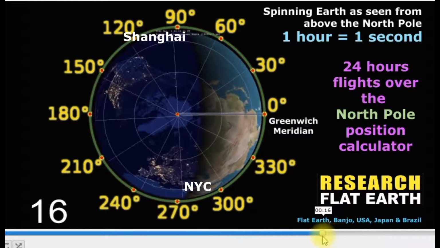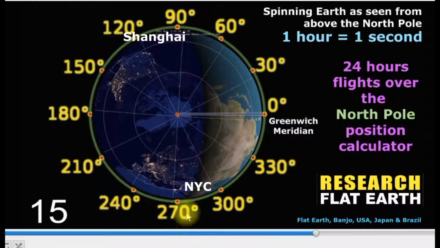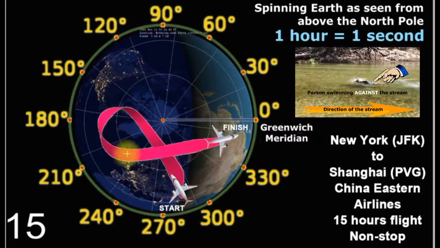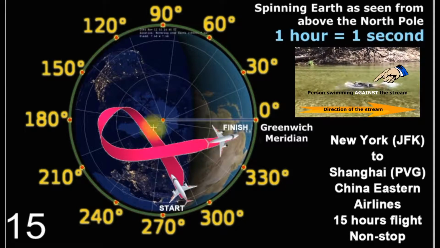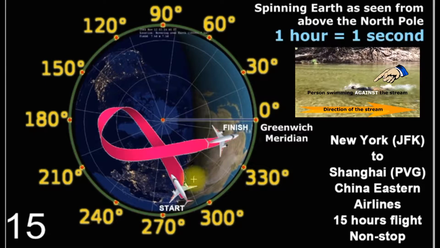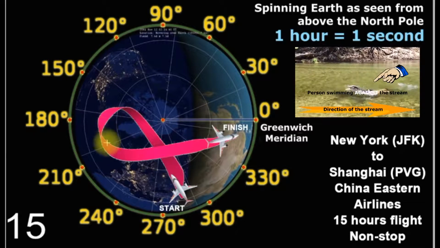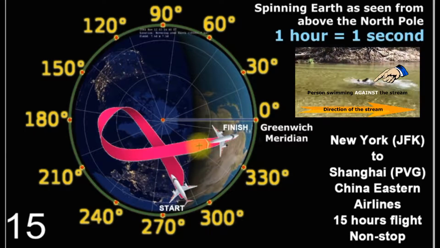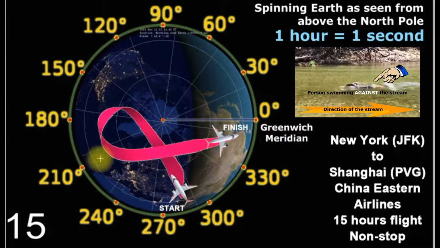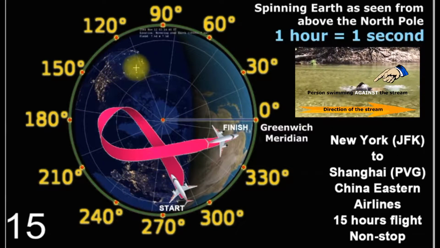15 hours long flight. Remember, the plane was right here. Shanghai now is right here. So let's look at this flight route. This is the flight route. All of them, you see, go like this because the plane was going this direction, but the Earth was rotating this way. So it makes no sense.